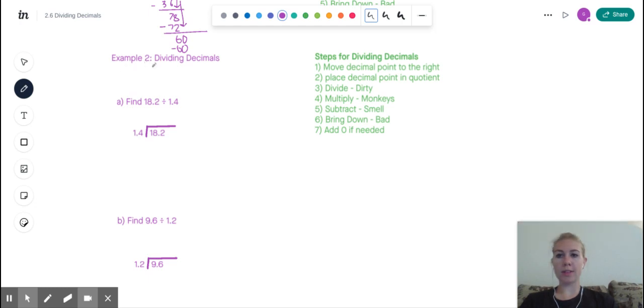All right, let's go over example 2, dividing decimals. This is part of chapter 2, section 6, dividing decimals. First, we're going to find 18.2 divided by 1.4. So I have it set up here for long division.